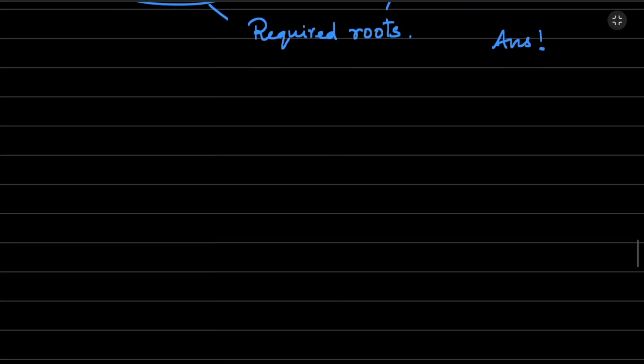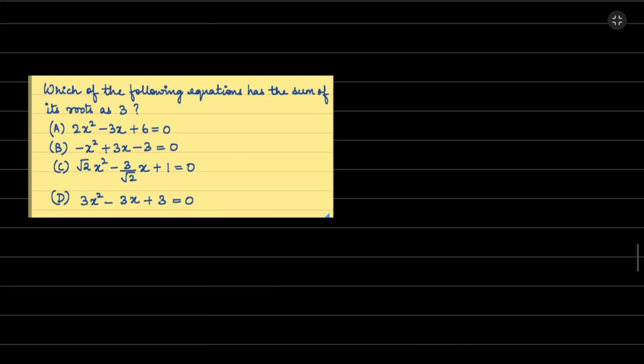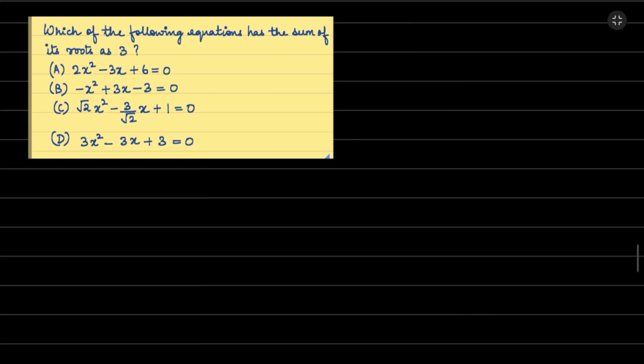Let's move on to the next question. Which of the following equations has a sum of its roots as 3? You are given 4 equations. You have to find out which of the following equations has the sum of its roots as 3. What is the formula for sum of the roots? If the two roots are alpha and beta, the sum of the roots is minus b by a. So a is the coefficient of x square, b is the coefficient of x.